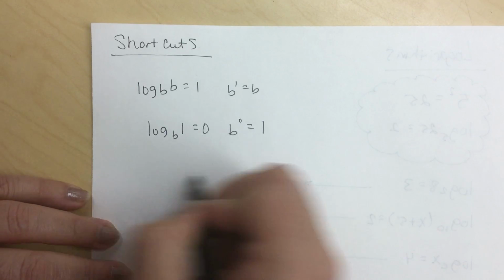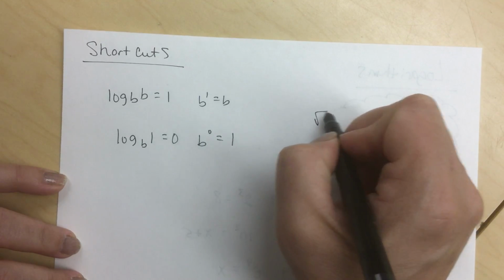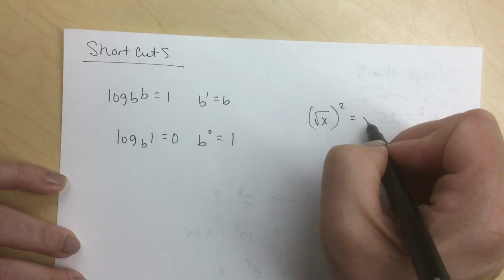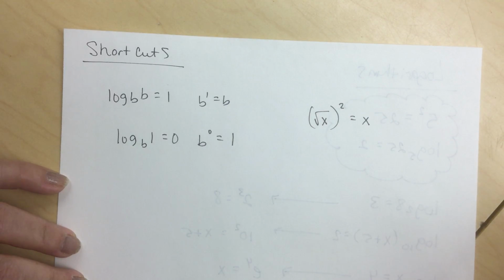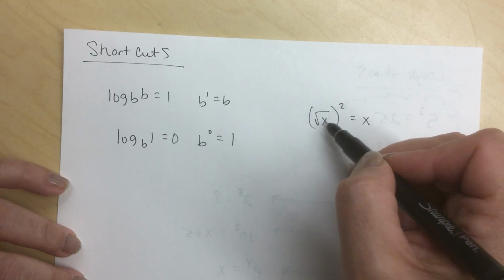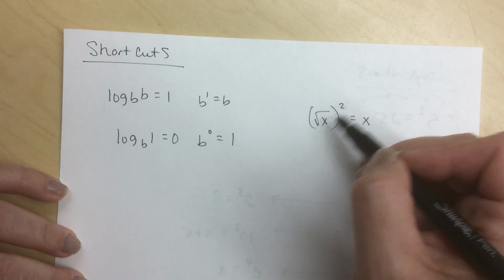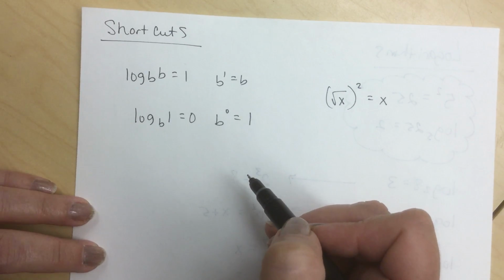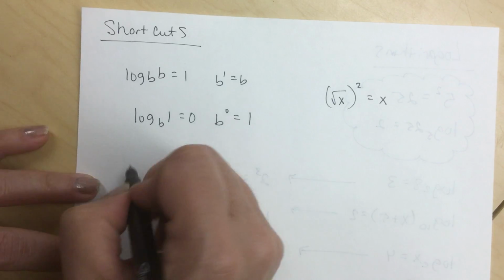Okay, now you understand, I'm going to put this off to the side here. You understand that if I take the square root of x and square it, I just get x. I would hope you understand that. If I take the square root of x and then square it, I'm just undoing what I just did, so I get x. So this next shortcut is basically that, the next two.